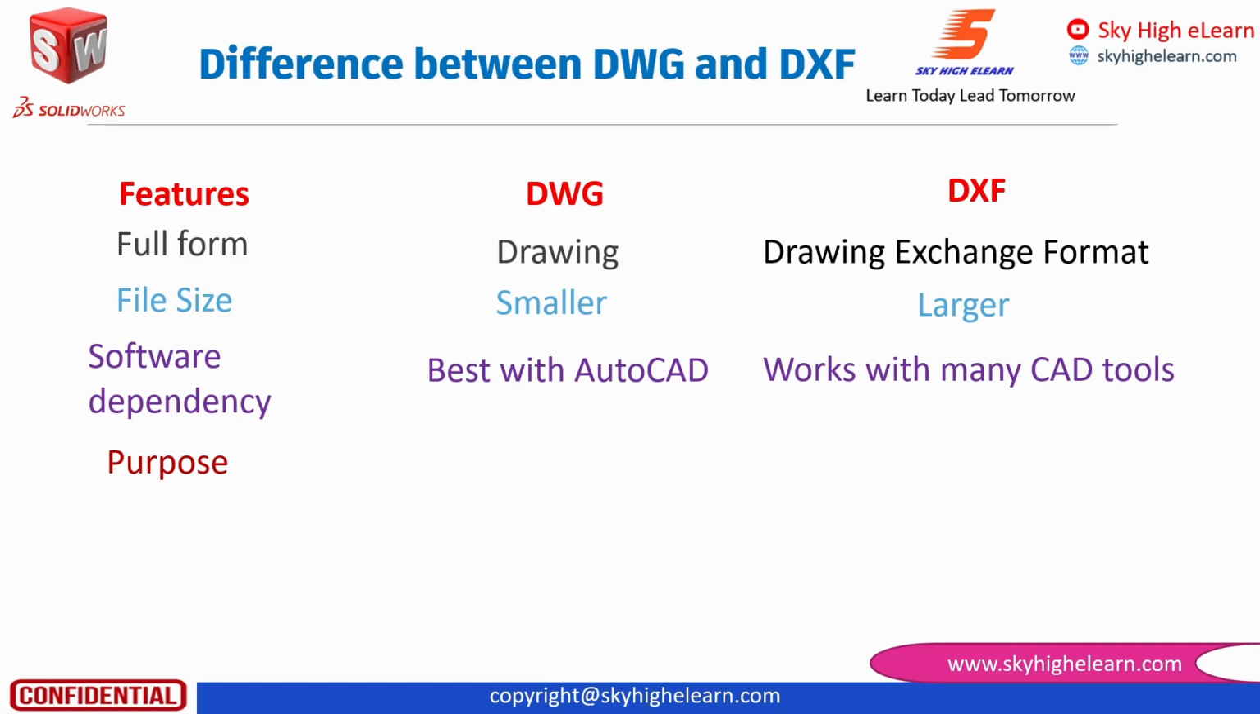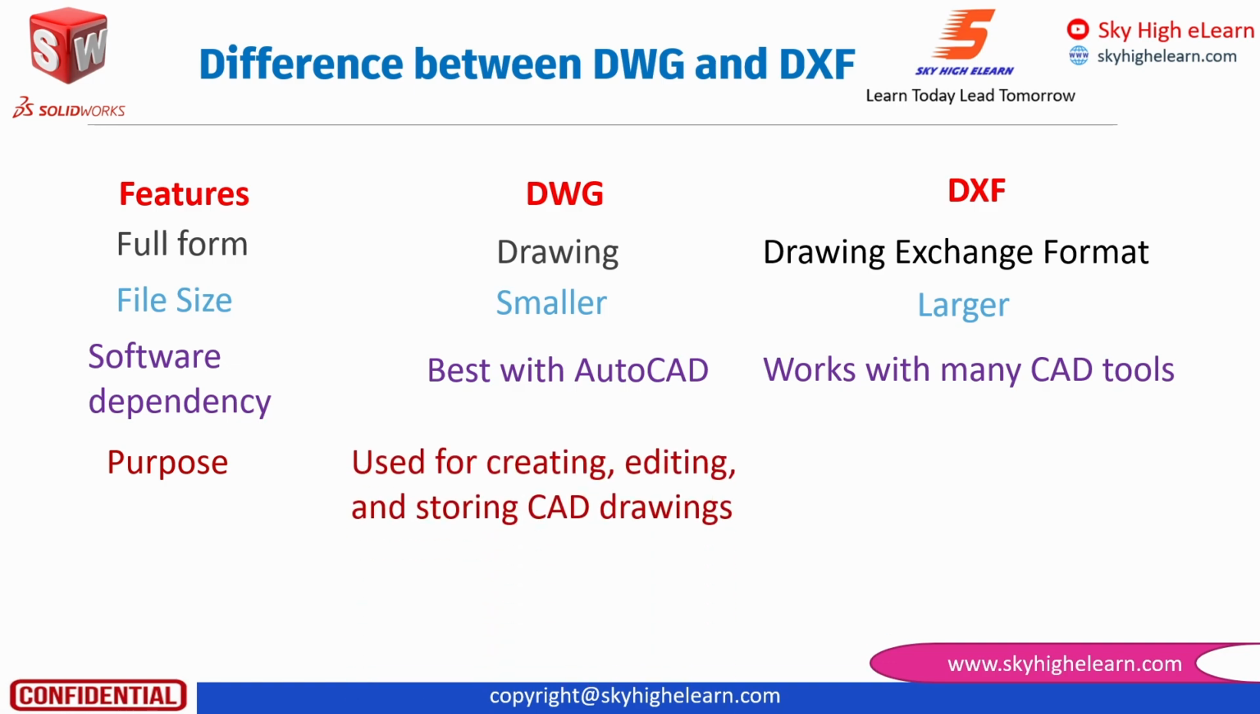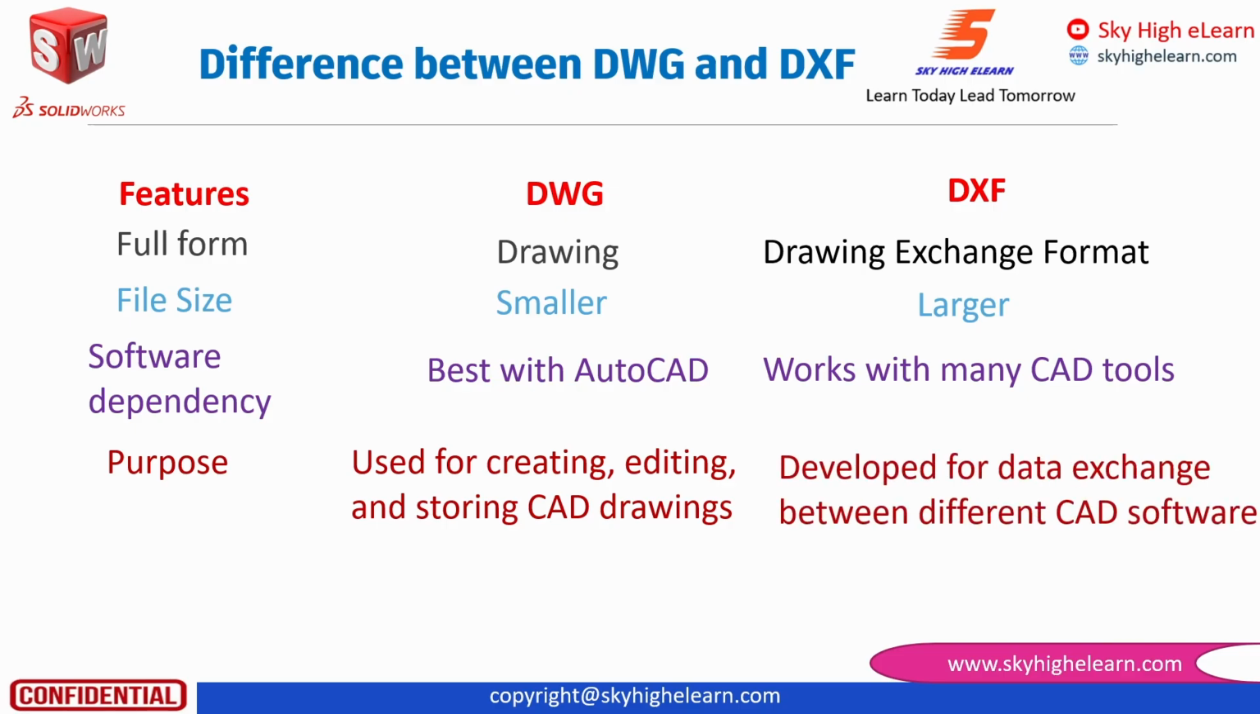Next feature is purpose. DWG file is used for creating, editing, and storing CAD drawings. The DXF file is developed for data exchange between different CAD softwares. The extension for DWG is .dwg and the DXF is .dxf.